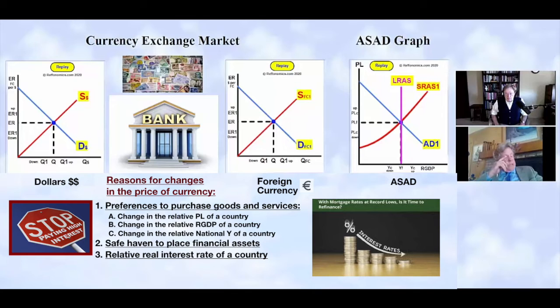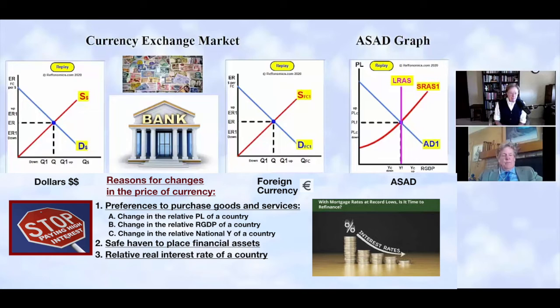Let's say we're looking at the US dollar and the foreign currency, let's say it's the peso. And we'll say that Mexico is a safe place to put your money. And sure enough, you can get a better real interest rate on your savings in Mexico relative to the US. What do you think is going to happen in the currency market here for the dollar and the peso?